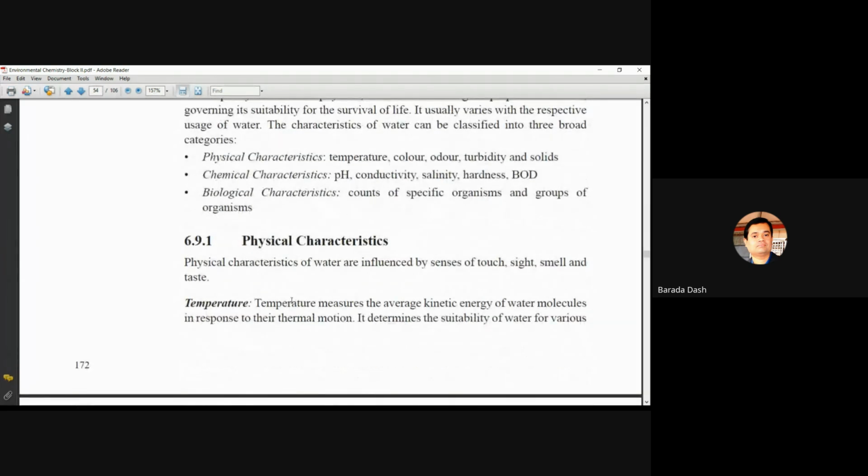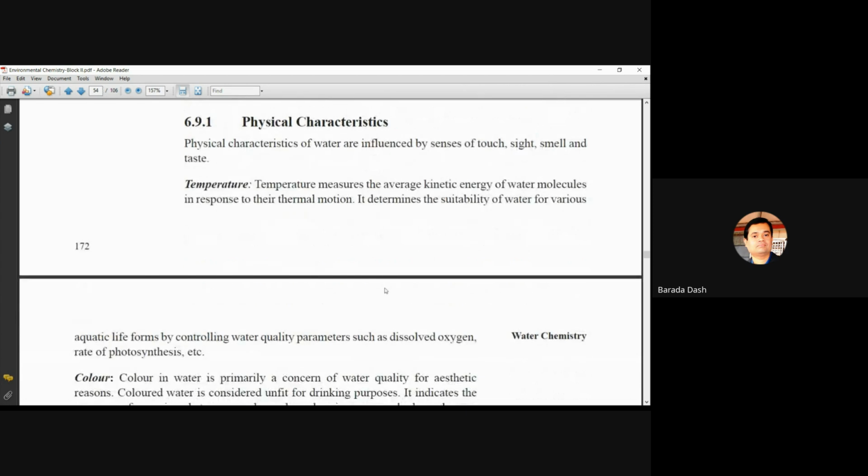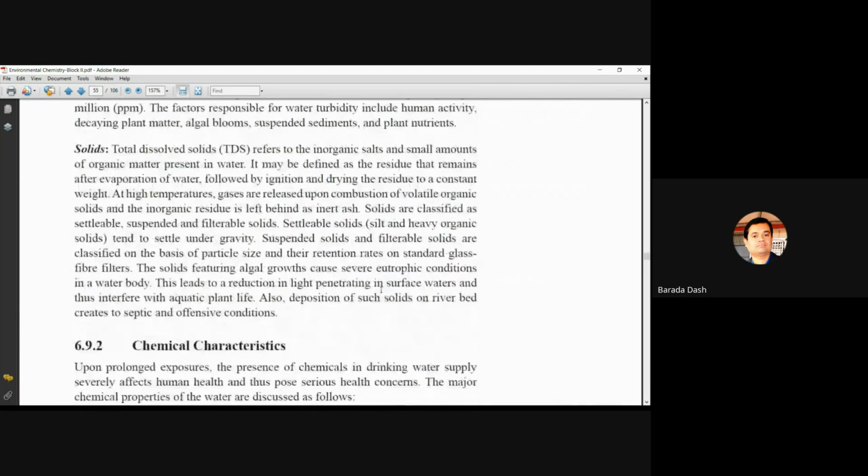Then water quality. What are the parameters? There are three types of parameters of water. Physical characteristics like temperature, color, odor, turbidity, and solids. Chemical characteristics like pH, conductivity, salinity, hardness, and BOD. And the biological characteristics, which are basically how many types of organisms or groups of organisms are present in the water. So that is called biological characteristics. Physical characteristics: temperature, color, taste, odor, turbidity, solids. Total suspended solids, total dissolved solids.